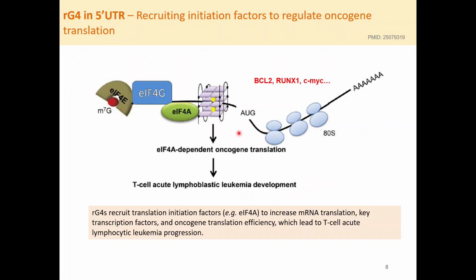Key mRNA exemplars like BCL2, RUNX1, and CMYC incorporate rG4 structures as integral components in their 5' UTR, suggesting that the involvement of rG4 in translation initiation, and particularly its resolution at translation initiation, is not an isolated phenomenon but a common regulatory strategy for mRNAs encoding proteins in the development of cancers such as T-cell acute lymphoblastic leukemia.